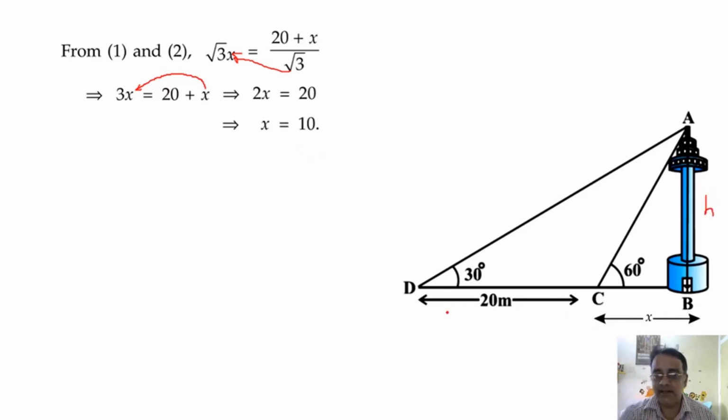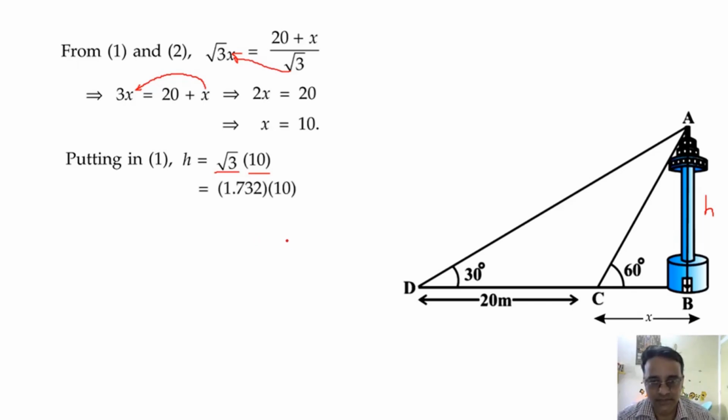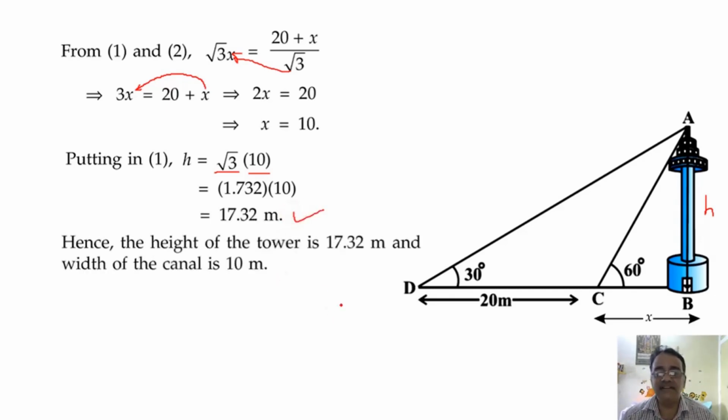So height का already हम लोग के पास equation 1 है, that is √3 into x. So √3 into 10. So 10 √3. Backside answer is given 10 √3 meter. So I suggest that you substitute the value of √3 also. If it is given in the question, that value you have to substitute, otherwise 1.732. So the final answer is 17.32 meter. Hence, the height of the tower is 17.32 meter and width of the canal is 10 meter.